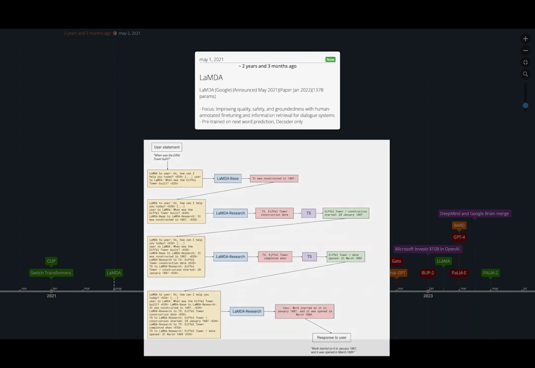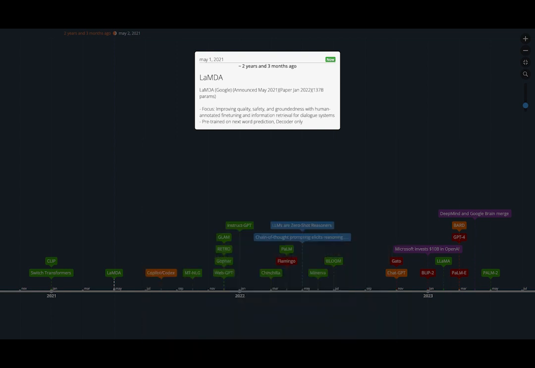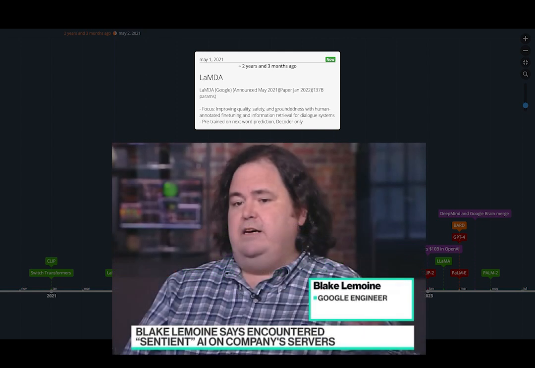LaMDA has had 2 major releases, the second in May of 2022. A Google researcher publicly claimed the model to have sentience in June of 2022, stimulating conversation of what sentience actually is and increasing public discussion of AI.